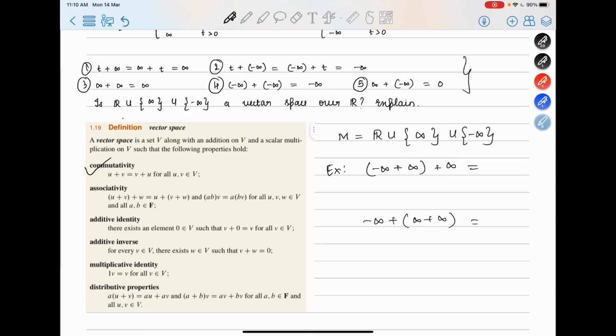So minus infinity plus infinity is defined as 0. So 0 plus infinity is nothing but infinity. Now minus infinity plus infinity is nothing but infinity, and this is 0. So it is not associative. This statement fails, and hence it can't be a vector space.